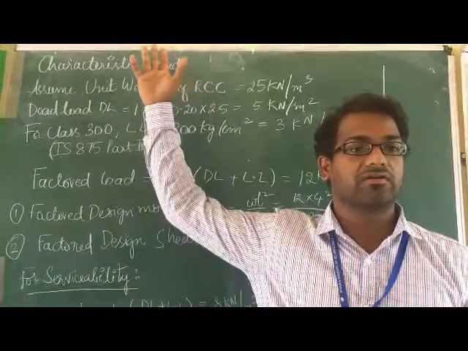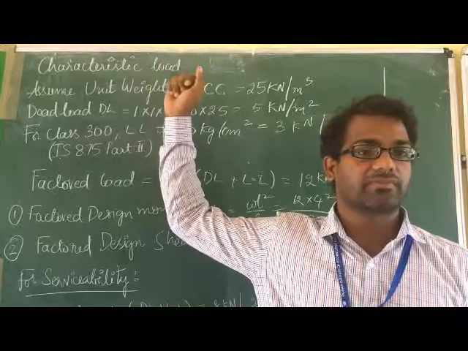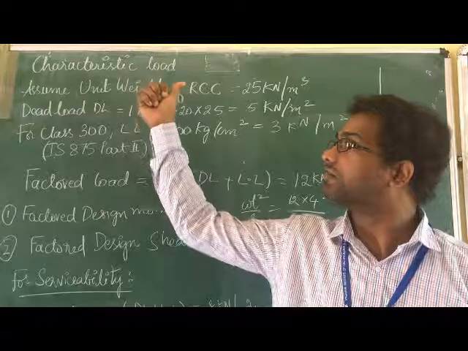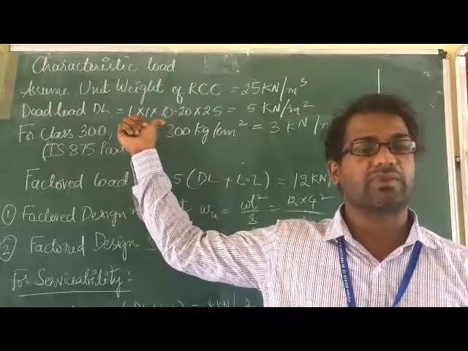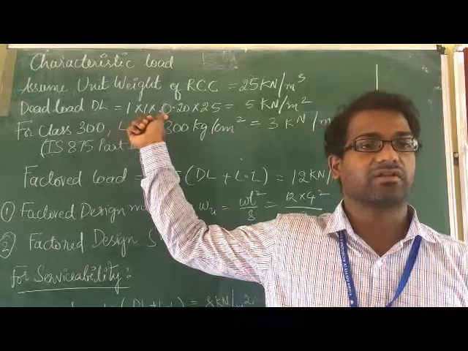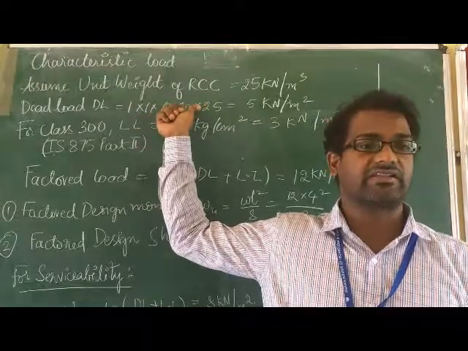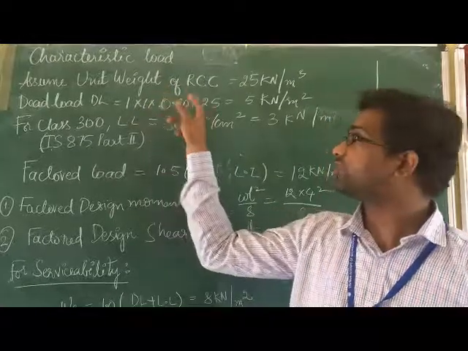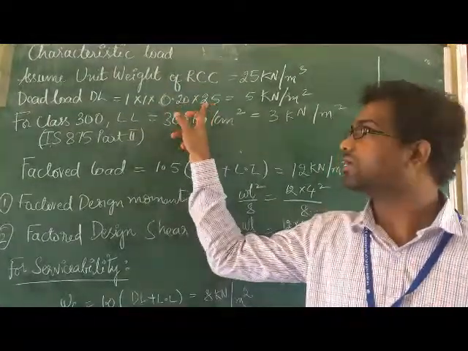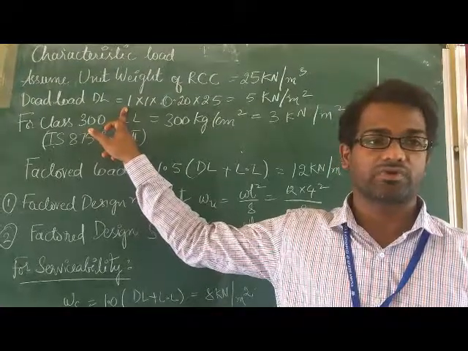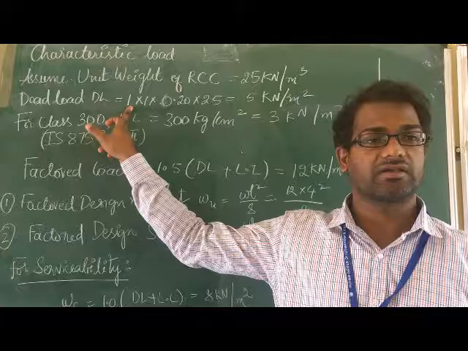I have written the given data, and in that, when you are calculating the dead load, which is very important, the dead load of reinforced cement concrete from IS 875 is taken as 25 kN per cubic meter. Now if you have 25 kN per cubic meter, you need to multiply with a certain volume in order to get the dead load. So what is the volume of the slab?